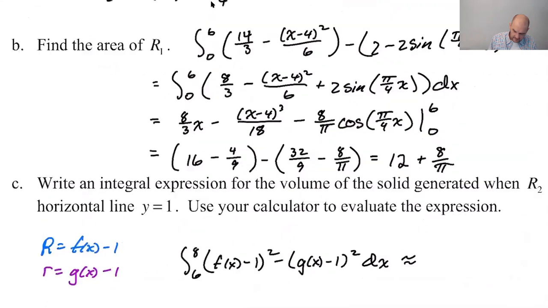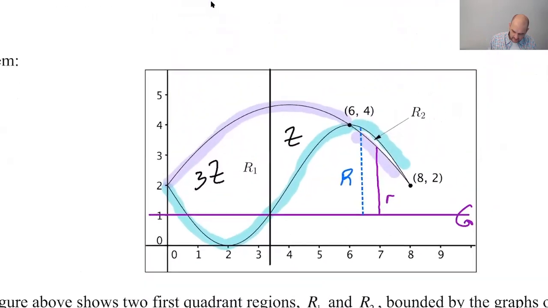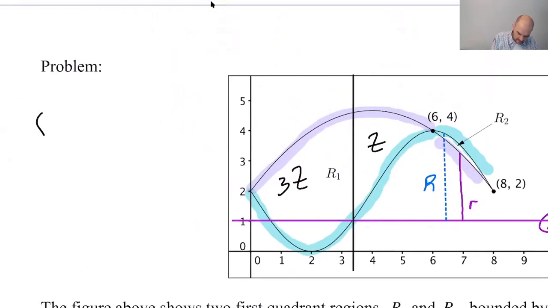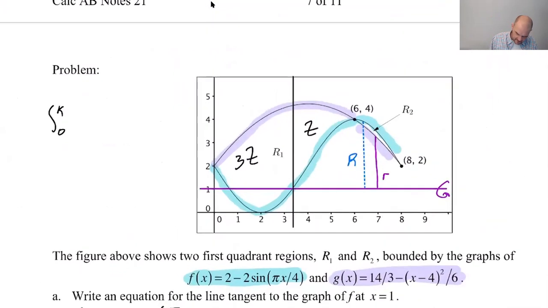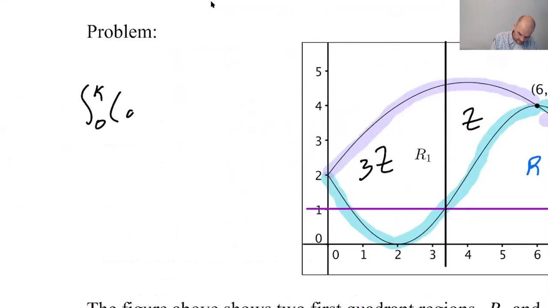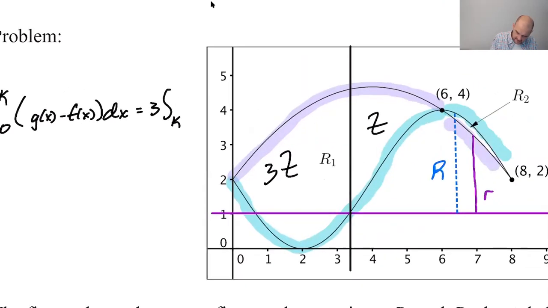All right, so we're going to do the integral. I don't even know what we're doing. Let's write it up here and we'll take it with us. We want to do the integral from 0 to k of g of x minus f of x. So this is why you name functions. It should be equal to 3 times the integral from k to 6 of g of x minus f of x. Seems weird because it's just doing all the work, but you know.